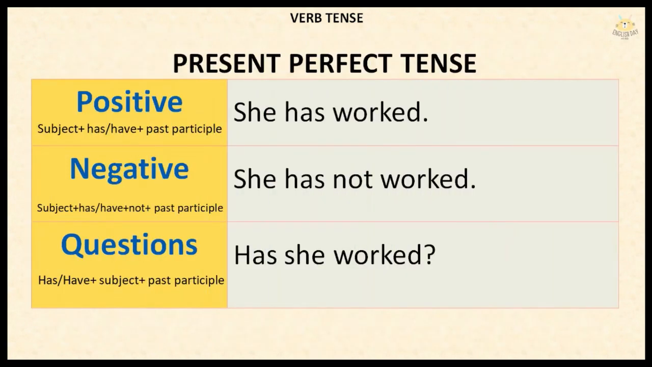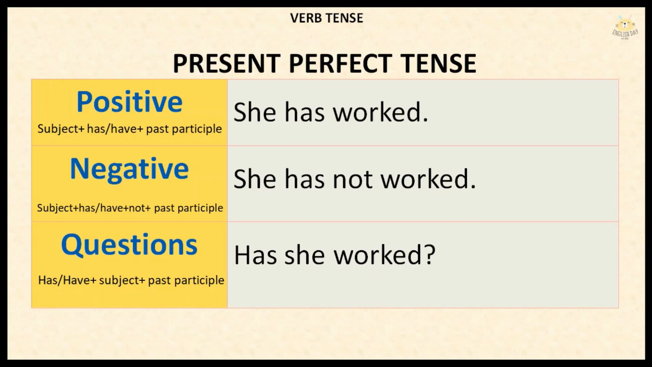Now, how do we form the present perfect tense? To form the affirmative present perfect tense, we follow the pattern subject plus has or have, depending on your subject. If your subject is singular, then use has. If it is plural, then use have, followed by the past participle form of our verb. For example, she has worked.